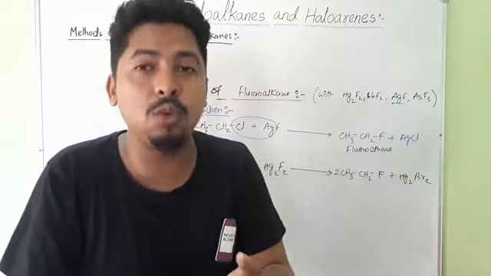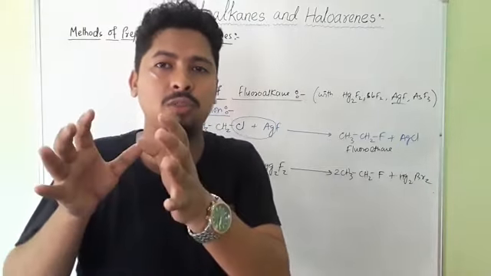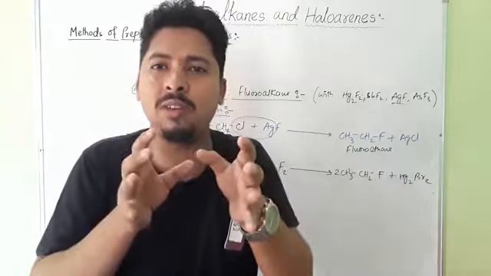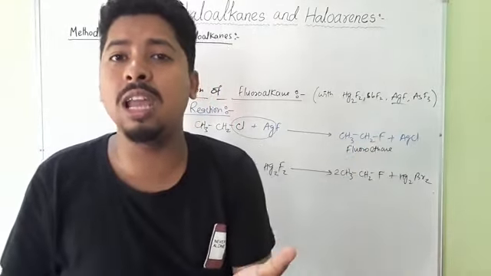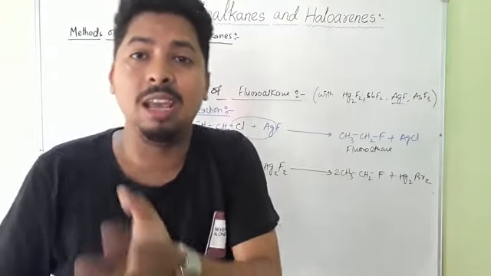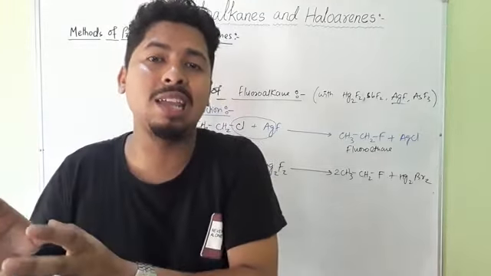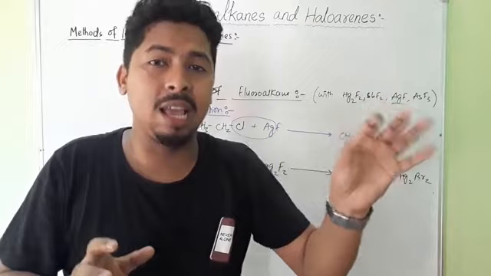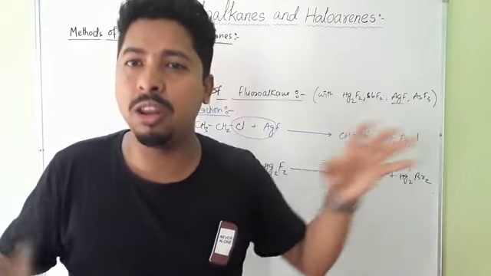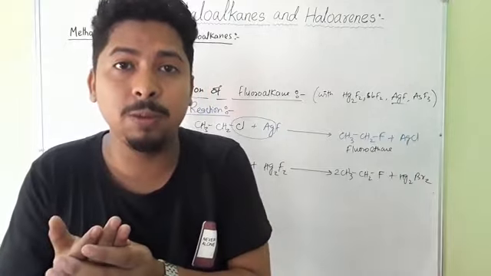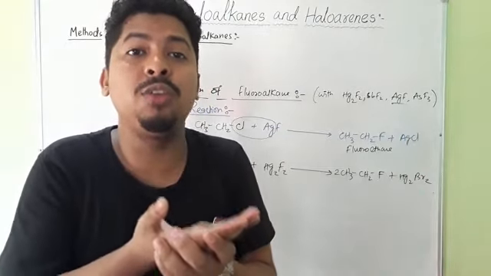After that we discussed the preparation of iodoalkane. When alcohol is treated with hydrogen iodide under reflux condition, it will produce iodoalkane. Or we can prepare iodoalkane by following the Finkelstein reaction. In this reaction, when chloro or bromoalkane is treated with sodium iodide in acetone, it will produce the corresponding iodoalkane. Here in this reaction, halide exchange takes place, and this reaction is called Finkelstein reaction.